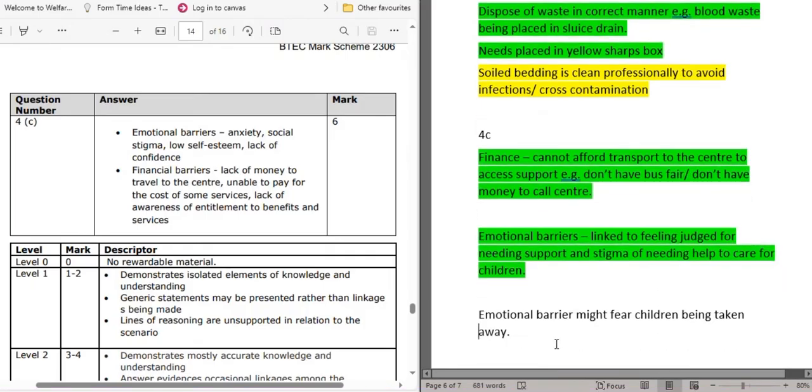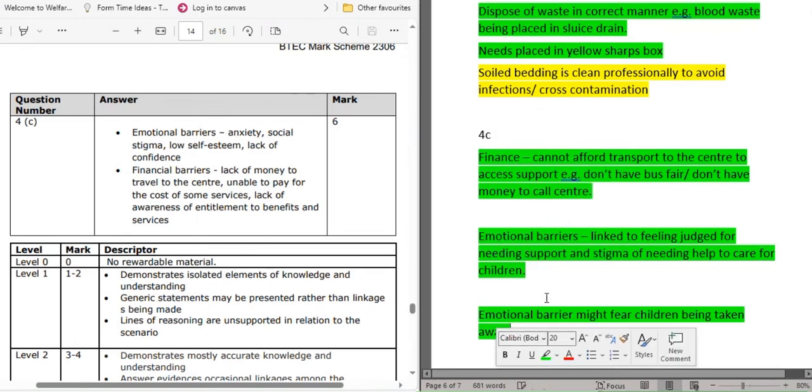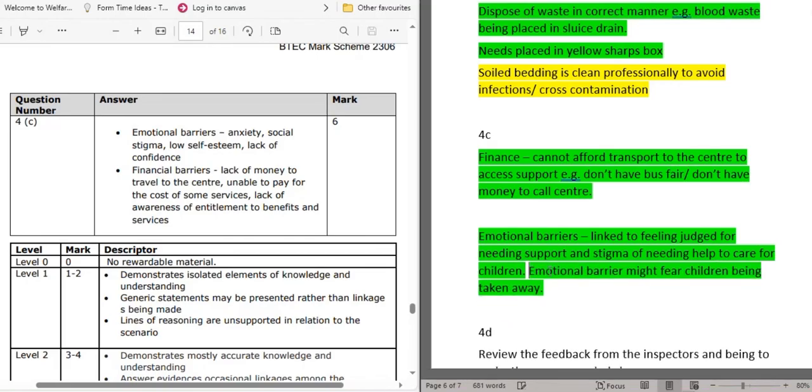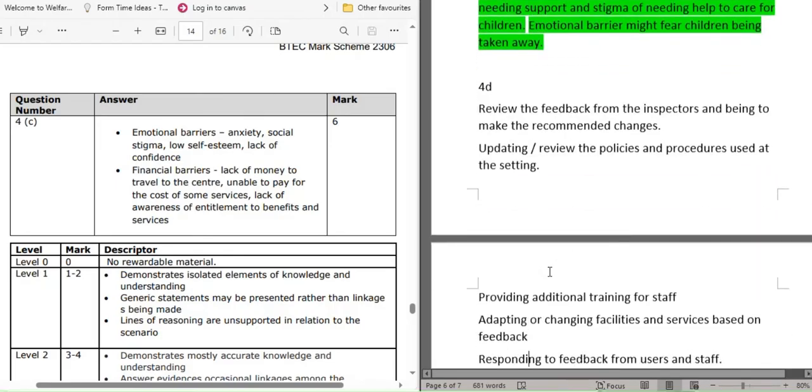I've gone with a little extra one there about fear of the children being taken away. Not specifically referenced, but I imagine that would be absolutely fine as part of an emotional barrier. Again, a good set of responses there. Probably could have added a little bit more, but still, I think I've covered a good range of ideas.